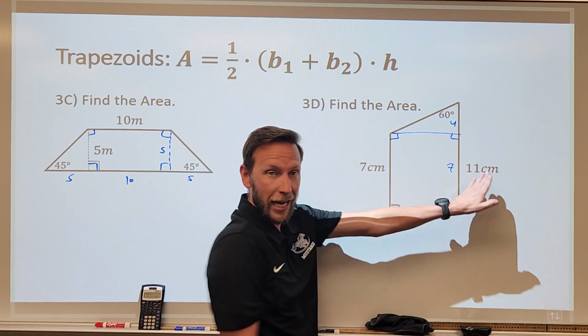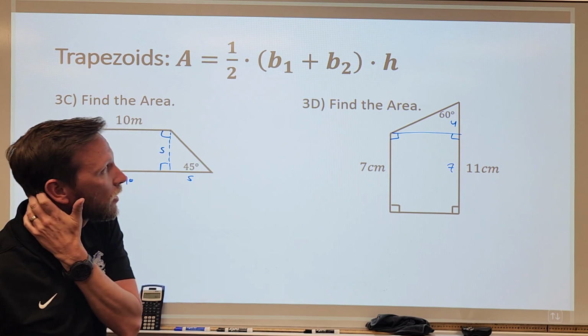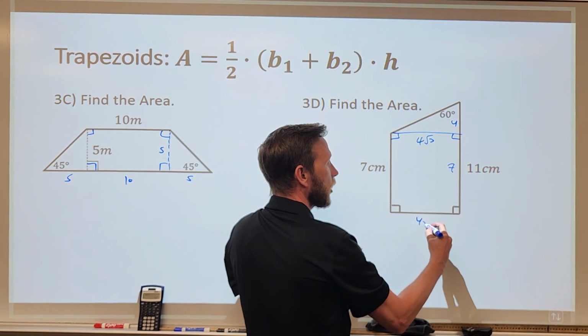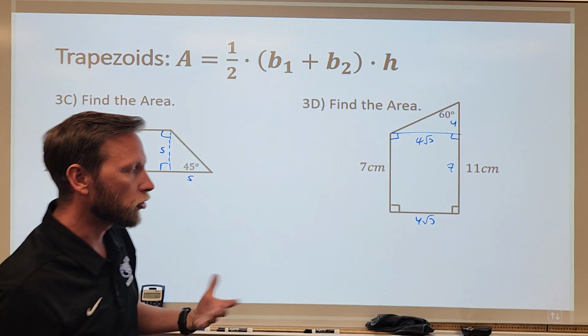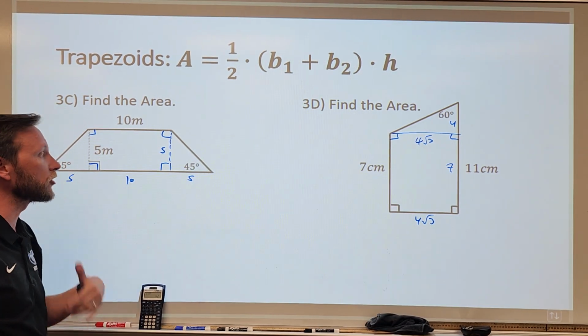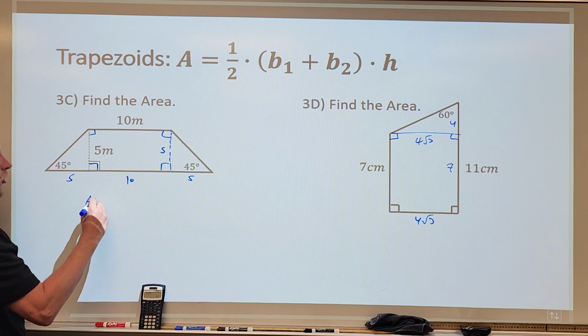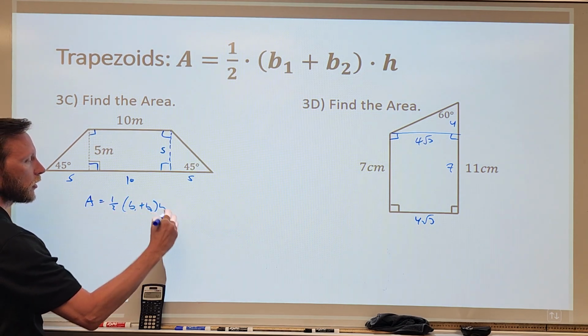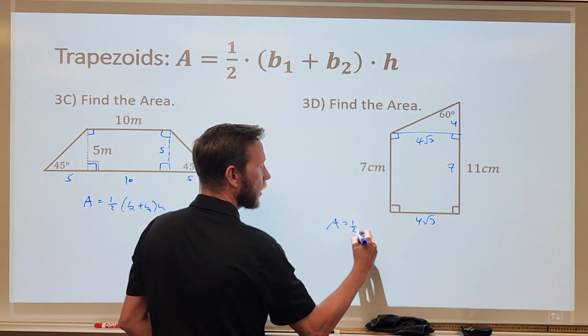Because 7 and 4 have to add up to this whole base of 11. If I know that the short leg is 4, I know that the long leg is 4 times the square root of 3. So that's the height of this trapezoid. That's the perpendicular distance between the parallel bases. So again, once we have that, then we get to do the work to find out what the area is.